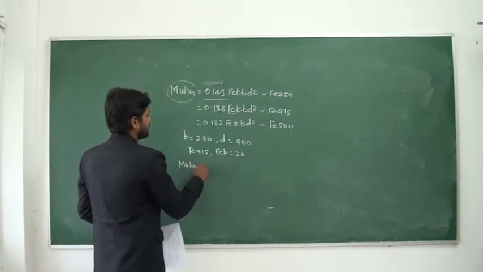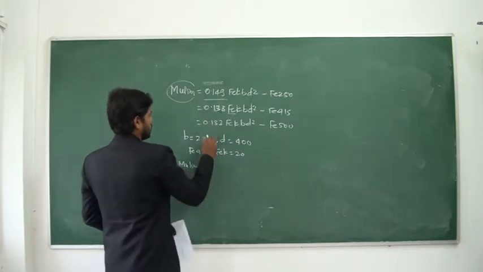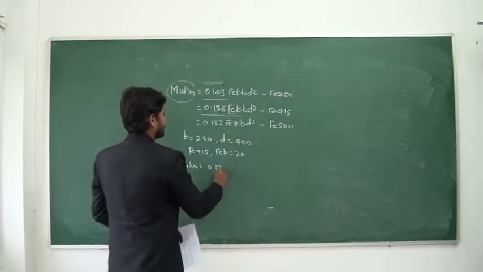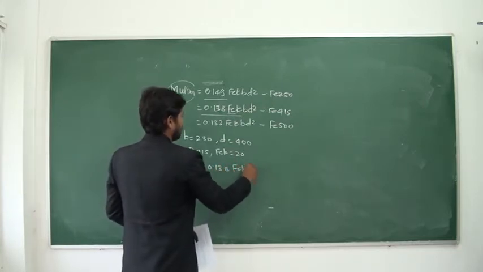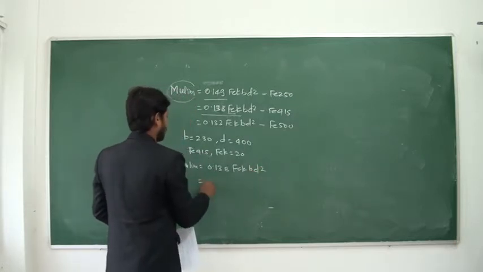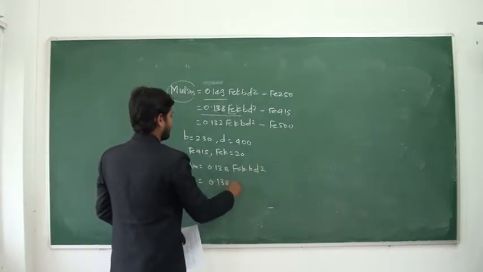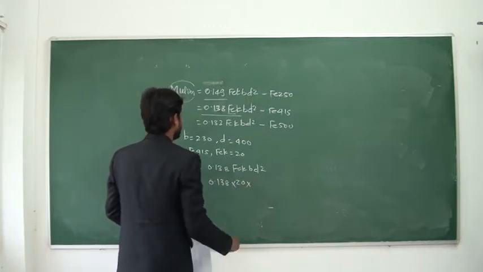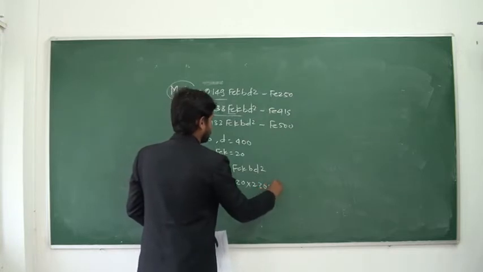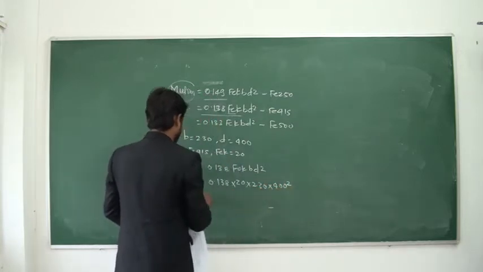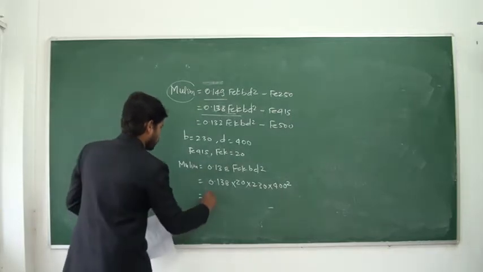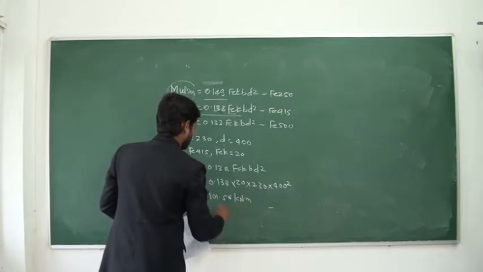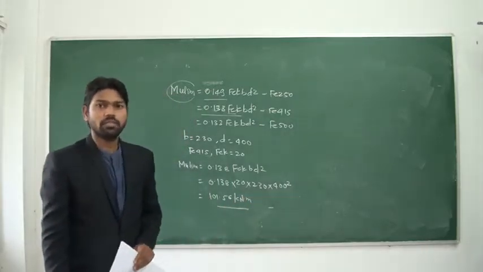MU limit is equal to, we have to refer this equation because grade of steel is Fe415. So 0.138 FCK BD square. If you substitute all the values over here, 0.138, FCK is 20, B is 230, and D is 400 square. If you calculate this, you will get 101.56 kilonewton meter. So what does it mean?